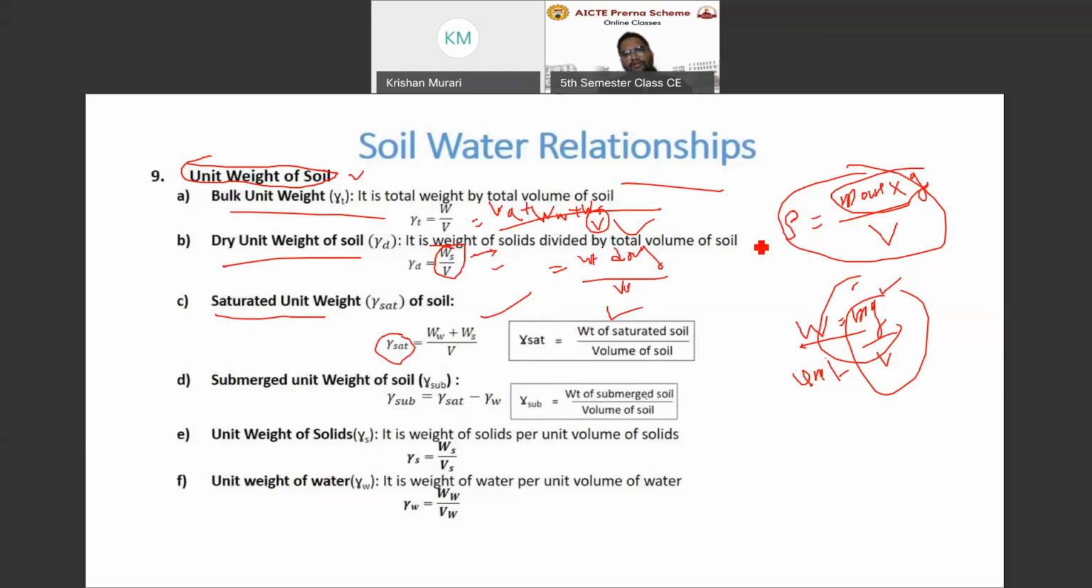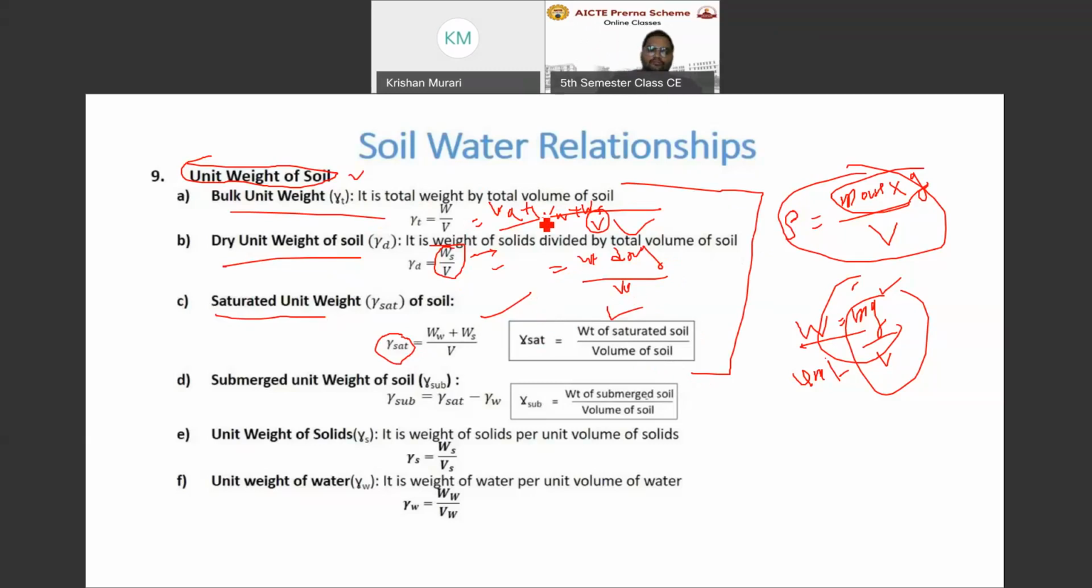In three conditions we consider total weight: in condition of bulk, in condition of dry, and in condition of saturated. And the volume is fixed here. The volume is fixed, that is total volume, that we considered here.